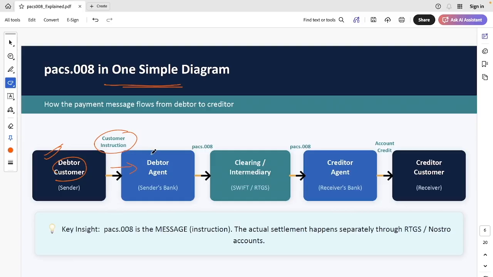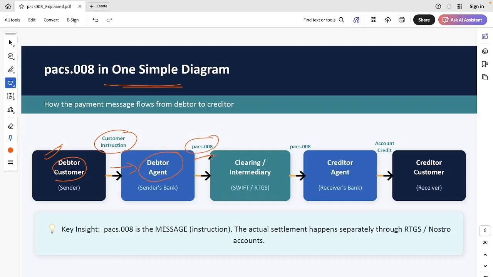Debtor agent simply means the sender's bank. For example, if Rahul is sending money from HDFC Bank, then Rahul is the debtor customer, HDFC is the debtor agent, which we have already discussed in the previous example. Now here's the important part: the sender's bank, or debtor agent, processes the pacs.008 message.